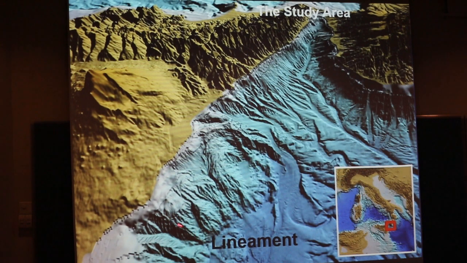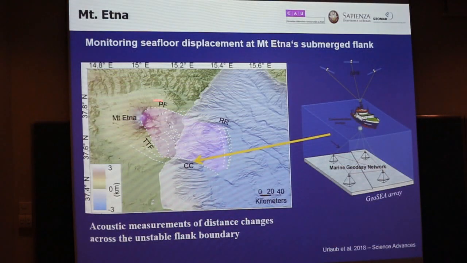Here you see that we have some type of lineament at the seafloor. It's also visible in morphology. And interestingly, if you look at the location of this lineament, that's again Mount Etna here, and this colored part is the moving flank on land. Here's the coastline, that's the moving part on land. And the lineament is really just the submarine continuation of the moving flank on land.